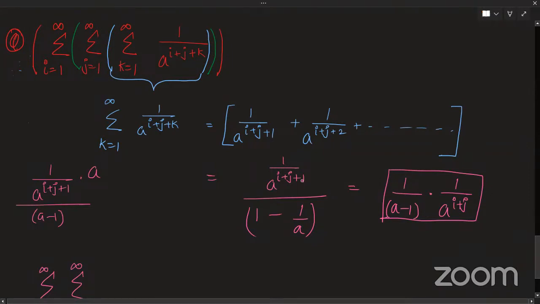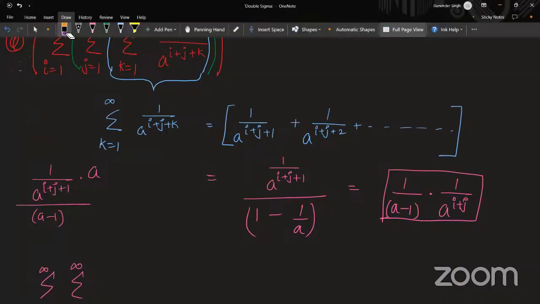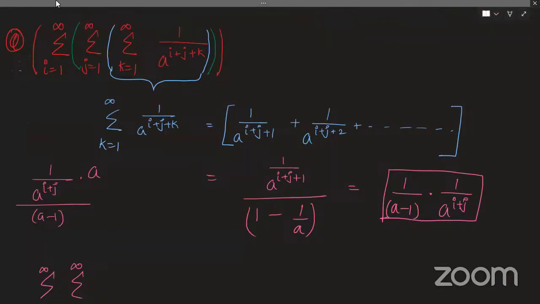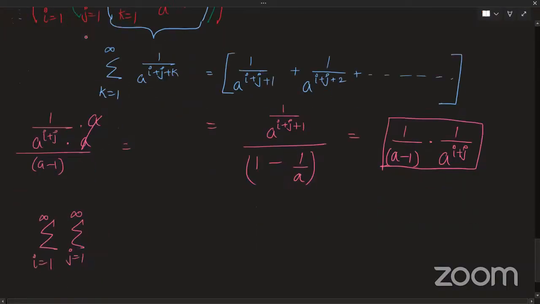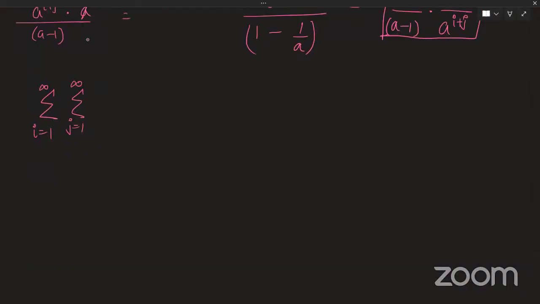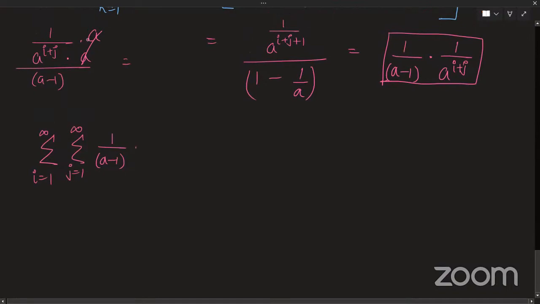Okay. So now what is happening in the denominator? It is a raised to i plus j plus 1. So this plus 1 I will remove from here, and I can give a multiplied by a over here, right? So this a and a can get cancelled. So it will be 1 by a minus 1 into 1 by a raised to i plus j. Fine? Great.